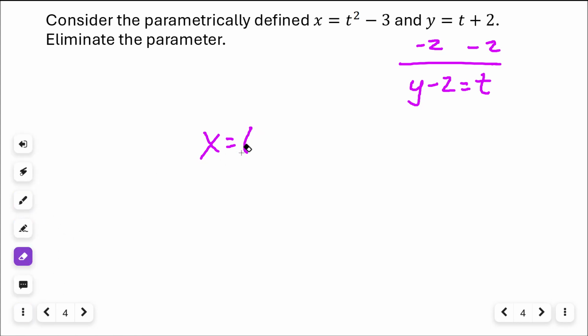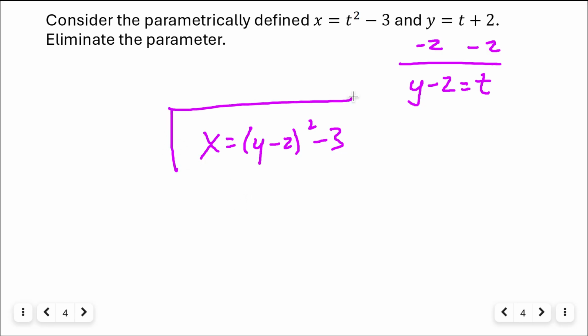got to write it correctly. We have x equals y minus 2 squared minus 3. I just eliminated the parameter. Okay, I can multiply this out if I wanted to, right? I could. I'm not going to, but I could. All right. So I've just eliminated the parameter. The parameter is gone. This thing is now in terms of x and y.